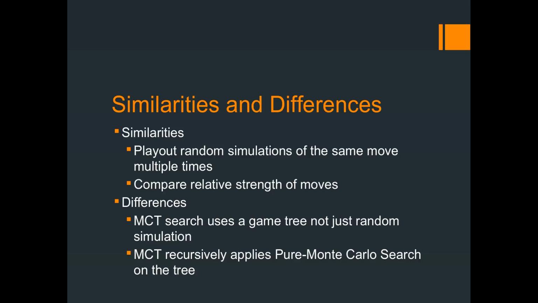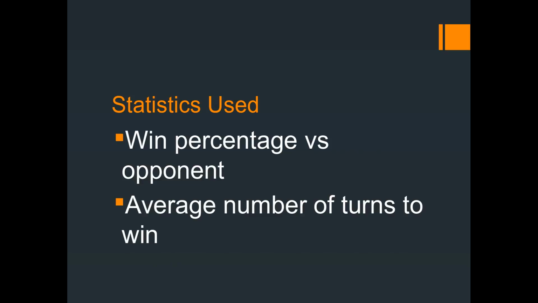You play out random simulations of the same move multiple times, and you compare the relative strength of moves. However, Monte Carlo Tree Search uses a game tree, not just random simulation, and Monte Carlo Tree Search recursively applies pure Monte Carlo search on the tree.